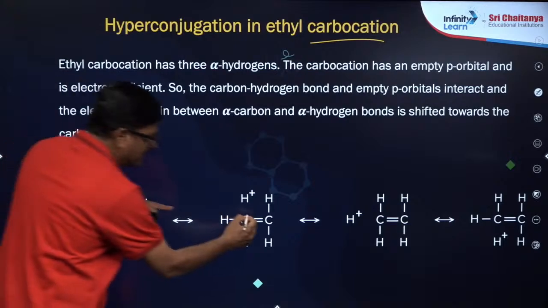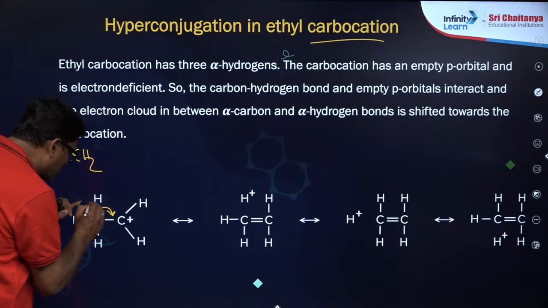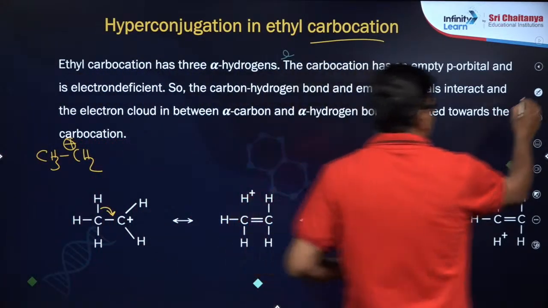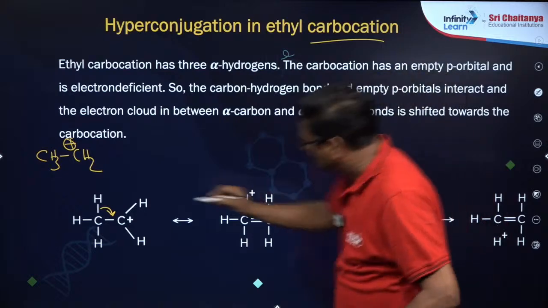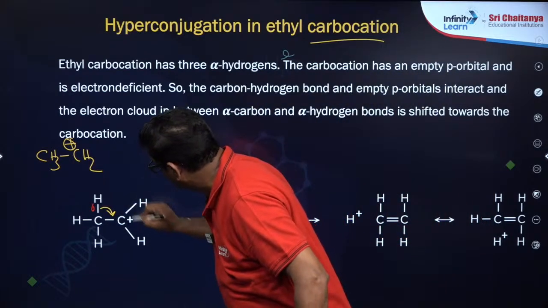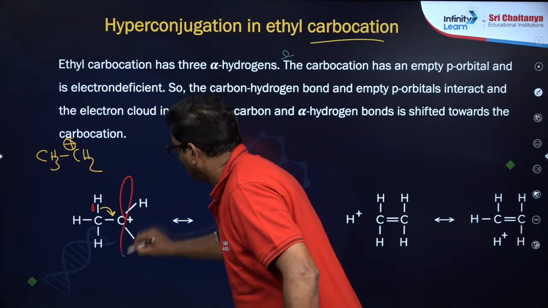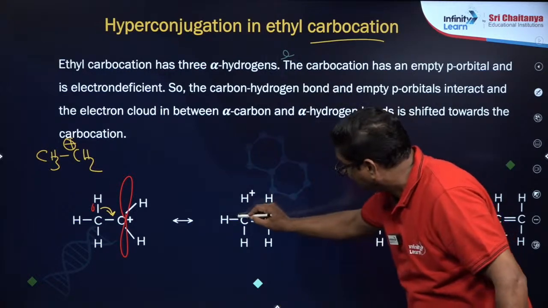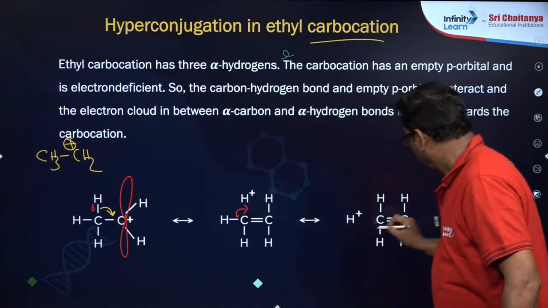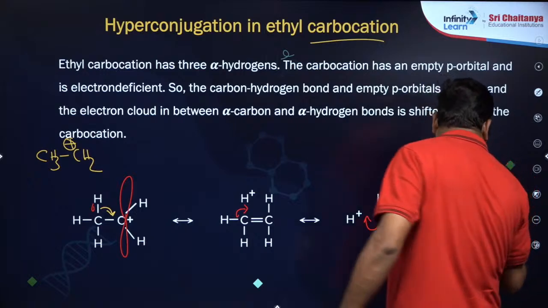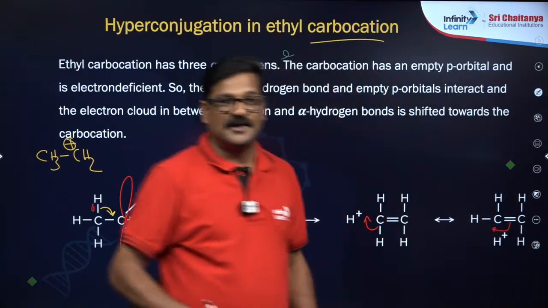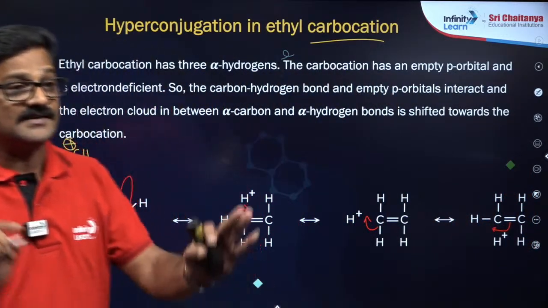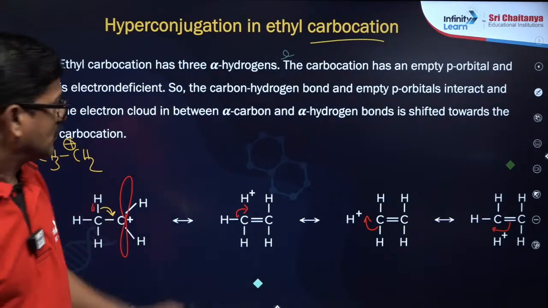this bond is shifted so that the sigma bond that is present here is interacting with the pi bond. You can see this is your sigma bond and this is a p orbital and it is interacting. So there is no bond, but resonance is coming. So the charge is delocalized. Therefore this carbocation is getting stabilized.